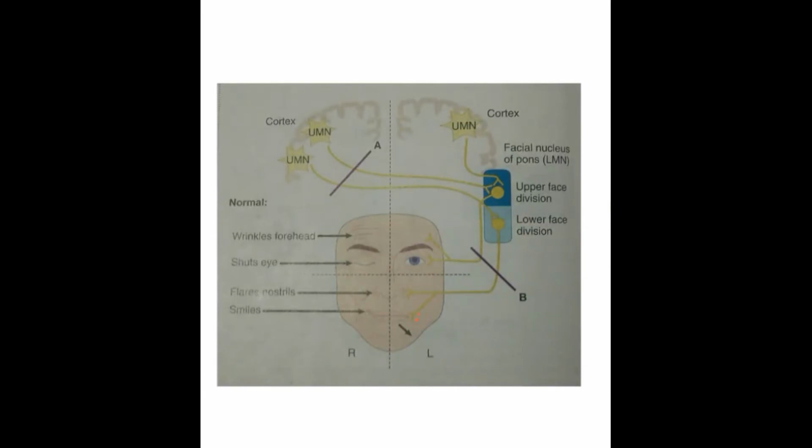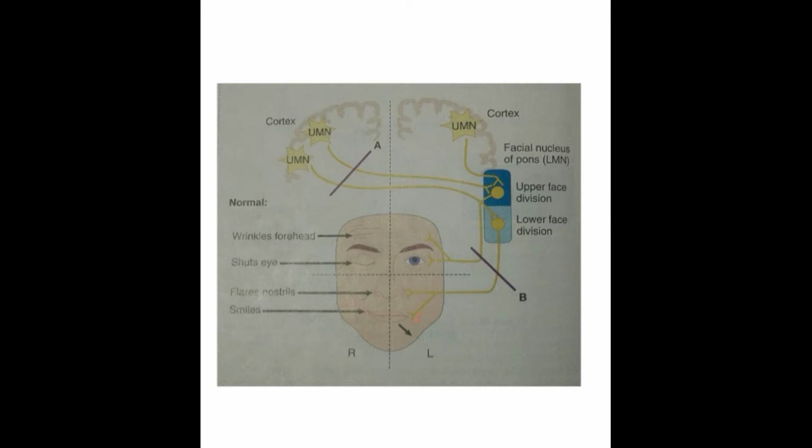Now the corticobulbar innervation of cranial nerves' lower motor neurons is predominantly bilateral. Just listen to this. It's not that all lower motor neurons do not receive bilateral innervation from upper motor neurons. No, it's not that case.